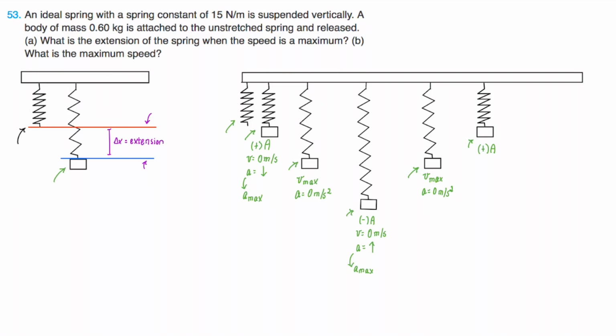Now we can calculate this extension by doing a force analysis on the spring and mass at its equilibrium position. So I'm going to redraw the spring at its equilibrium position down here, and we're going to perform a force analysis. When we say that the spring is at its equilibrium position, that means that there is no net force acting on the spring in the y direction.